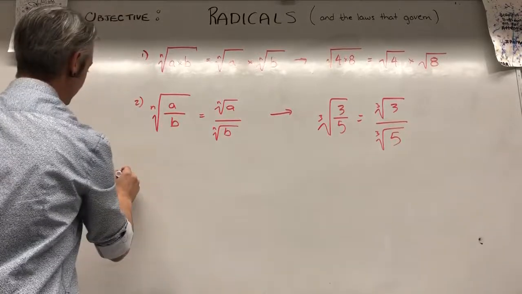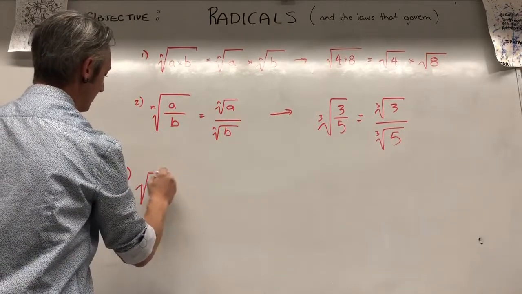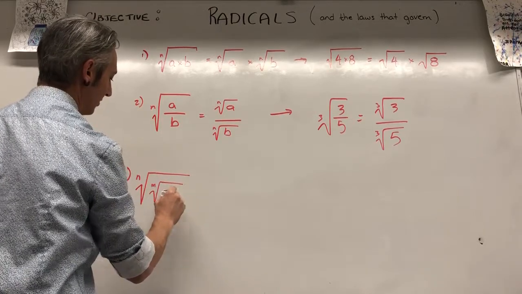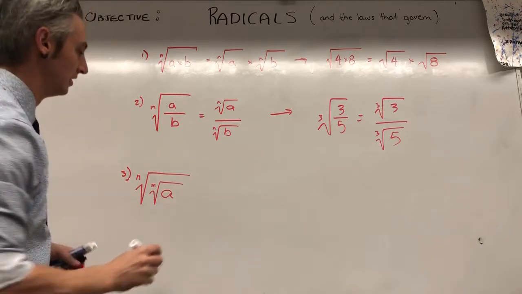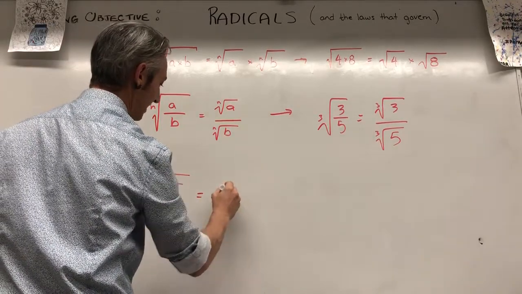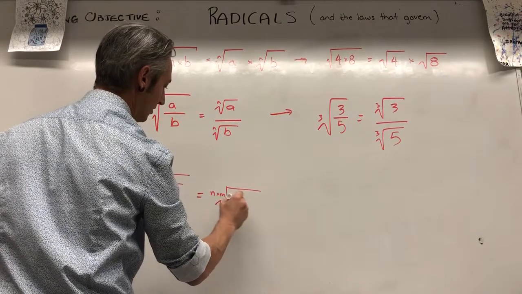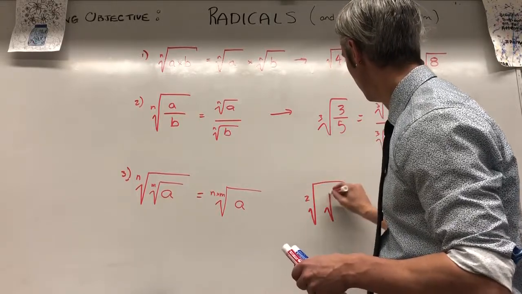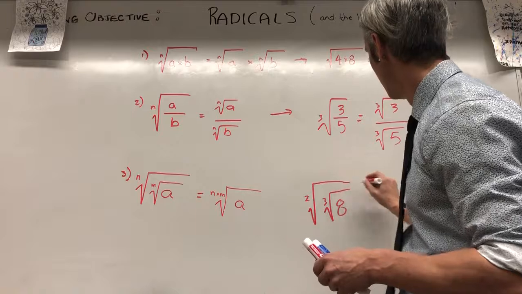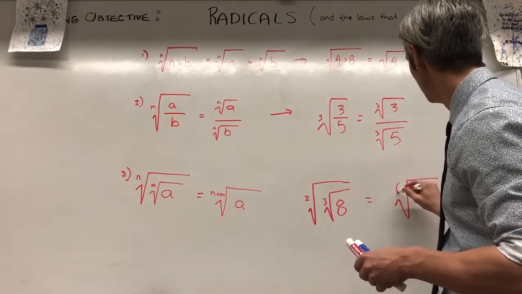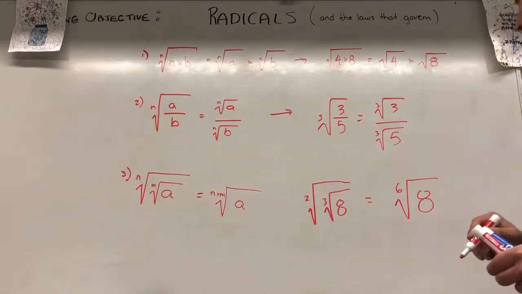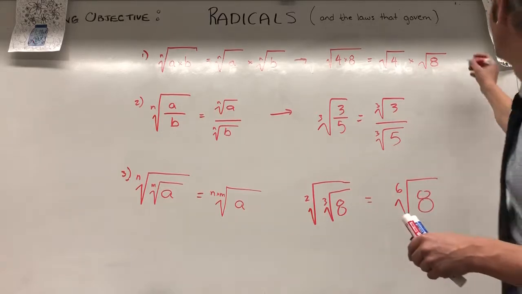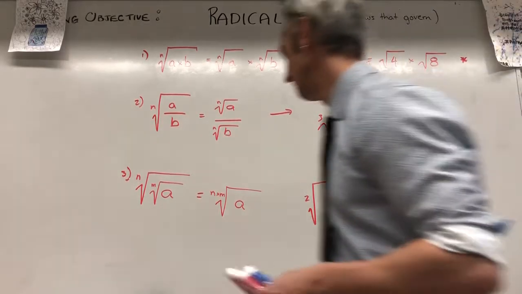And then we have our nested case where we have the nth root of the mth root of some number a. n can be any number, m can be any number. And that is the same as saying the n times m root of a. So if I did the square root of the cube root of 8, that would be the same as saying the 6th root of 8, the hexaroot of 8. But for today, we're just going to be using this first rule, primarily.